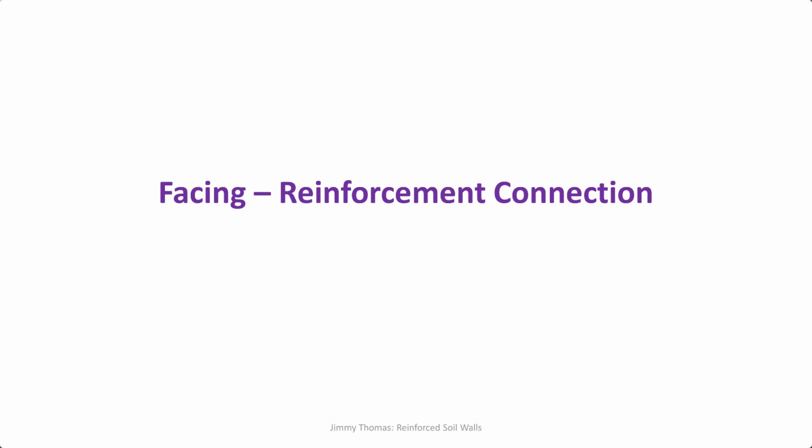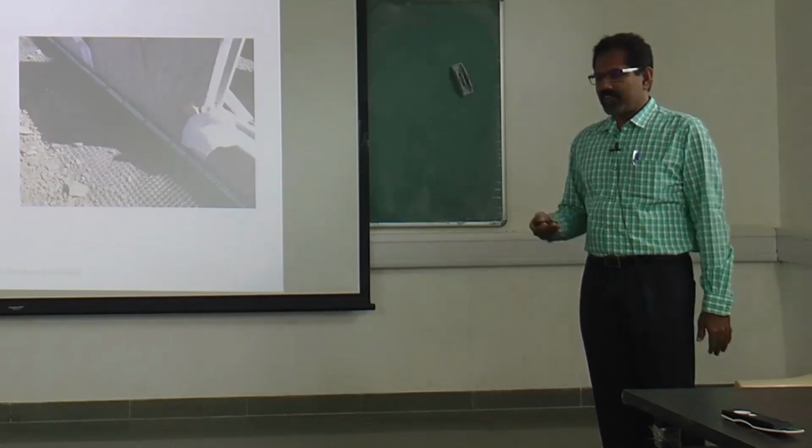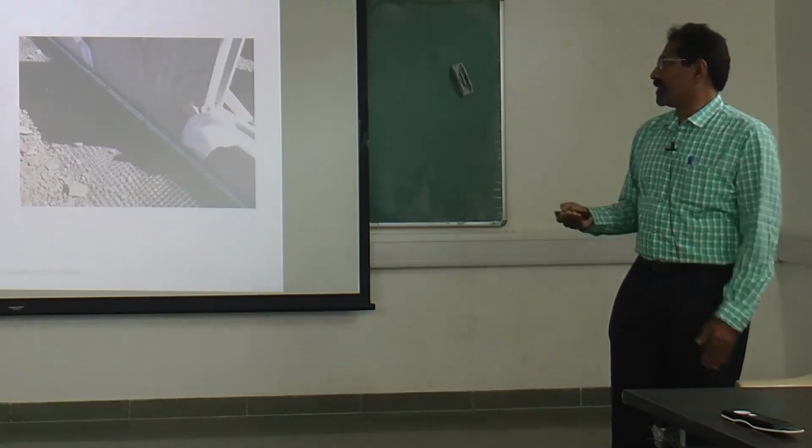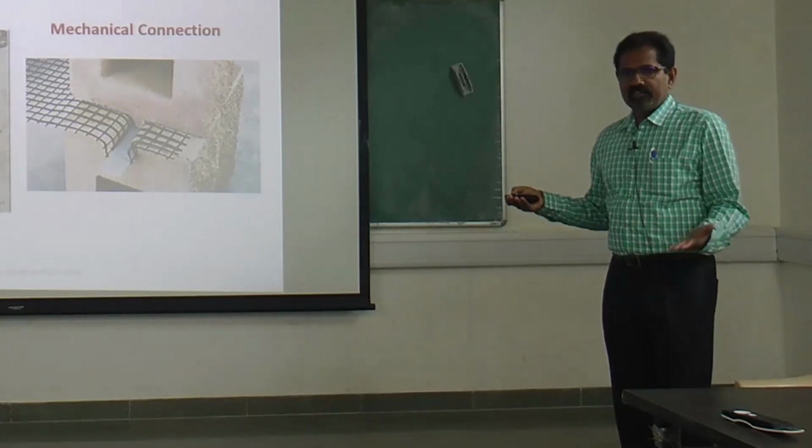Then the reinforcement has to be connected to the facing, and this is done in several ways. If it's a panel, there are steel hooks embedded. There could be a strip or a bar. Then the geogrid is wrapped around. Different systems have different connections, but a connection has to be there. If it is a block, we can have a purely frictional connection, or we can have a mechanical connection, or both, provided it's designed.